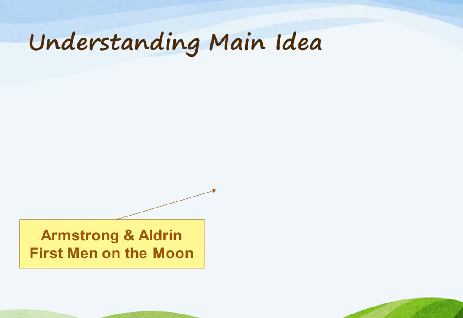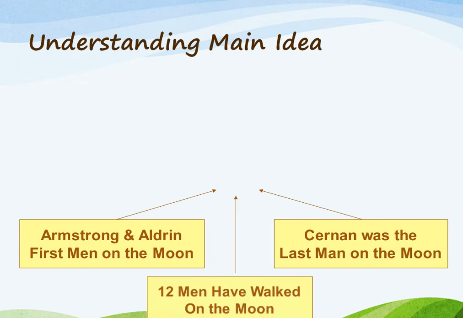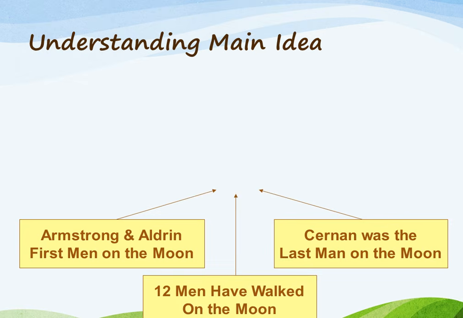Let's try and understand what the main idea is. We're going to look for all those important sentences. So one thing that the author told us is that Armstrong and Aldrin were the first men to walk on the moon. Then, he said that Cernan was the last man to walk on the moon. And finally, he told us that in total 12 men have walked on the moon.